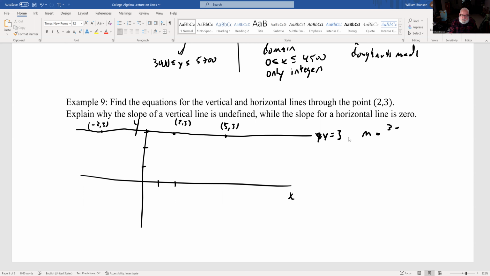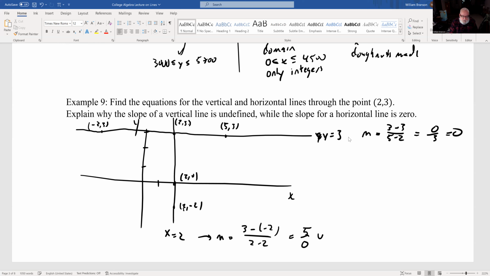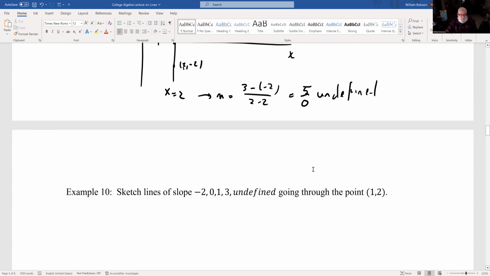A vertical line would be something like this. It goes through the point 2, 0. It goes through the point 2, minus 2. All the points on a vertical line have the same x coordinate. So that's just x equals 2. What's the slope? Well, if I take two points, say 2, 3, and 2, minus 2, it's 3 minus minus 2 over 2 minus 2. You're dividing by 0, so it's undefined. So vertical lines have an undefined slope. Horizontal lines have slope equal to 0.